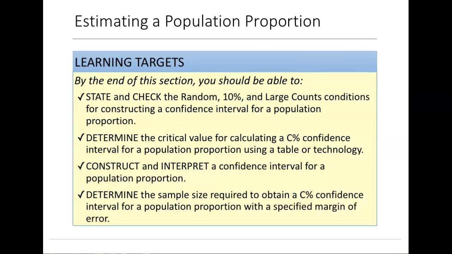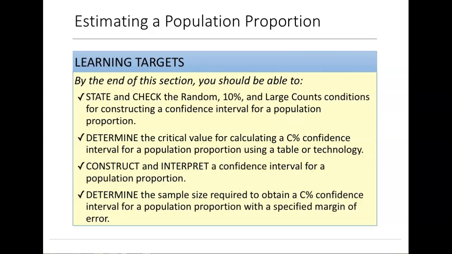All right. And so these are just our targets. We want to be able to state and check the random, 10%, large counts conditions. This is something you'll have to do for pretty much every statistical inference procedure we use for the rest of the year. So this is the first day we're going to do it, but this will become second nature and probably very cumbersome and annoying because it's just a box you have to check.